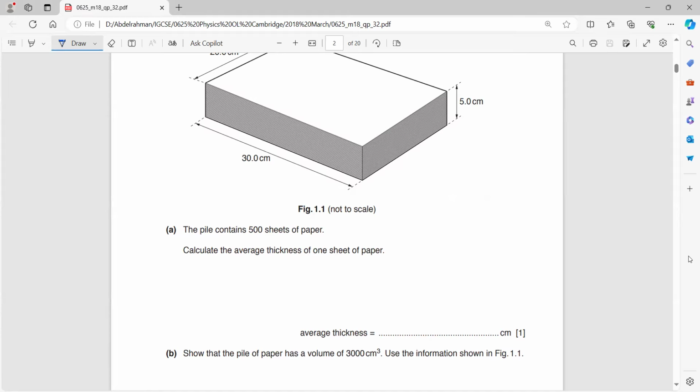Divide the height, the 500, the height which is 5 centimeters. 500 divide 5? 5 divided by 500, well, 0.01. In this case, we need to divide the thickness by the number of sheets. 5 divided by 500 would be 0.01, which is a realistic thickness for a sheet of paper. 0.01 centimeters, 0.1 millimeters. That is very thin.